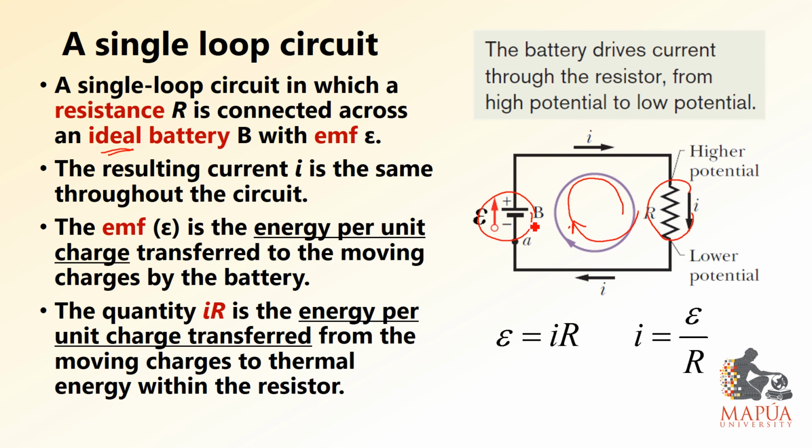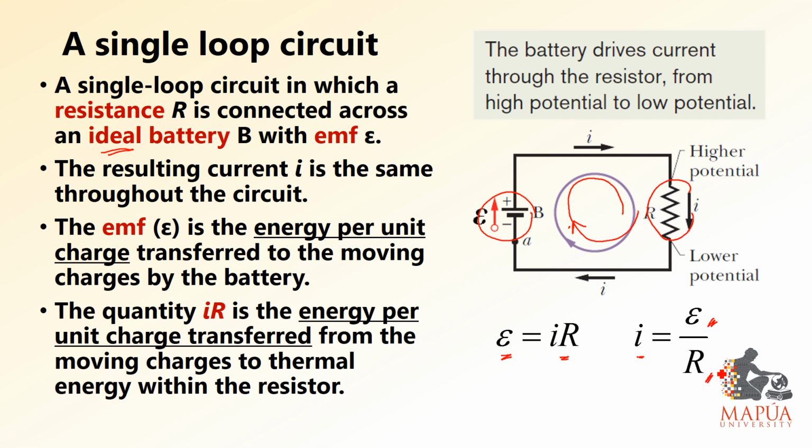Because we have an ideal battery, all the energy that is contained in the battery can be transferred to your resistor. And by Ohm's law, that EMF is equal to the product of the current through the circuit times the resistance of the circuit. Or the current is equal to the EMF provided by the battery divided by the resistance in a single loop circuit.